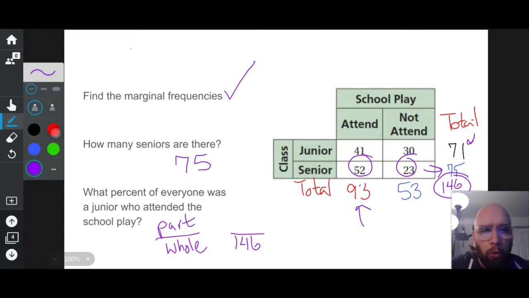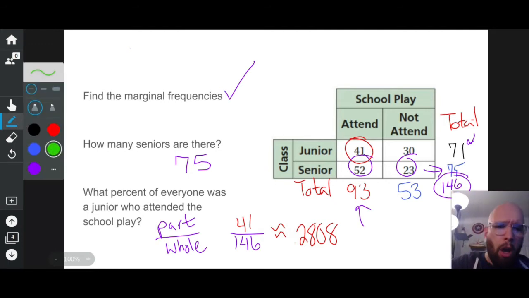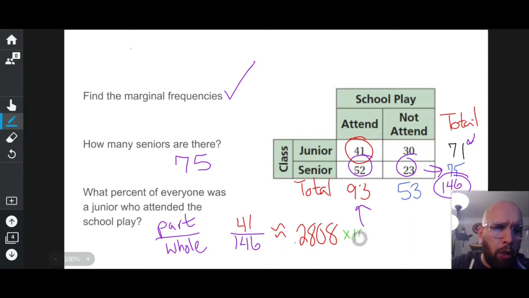Now, how many juniors attended the school play? 41. Now, I have to find percent, and percent literally means out of 100. So I'm going to figure out what 41 divided by 146 is. It's about 0.2808. Is that a percent? No, that's a decimal. How do I turn decimals into percents? Multiply it by 100, which you do by moving the decimal over twice.